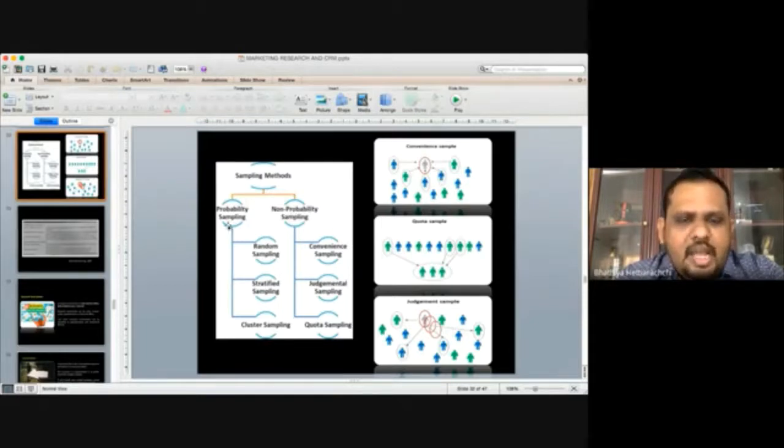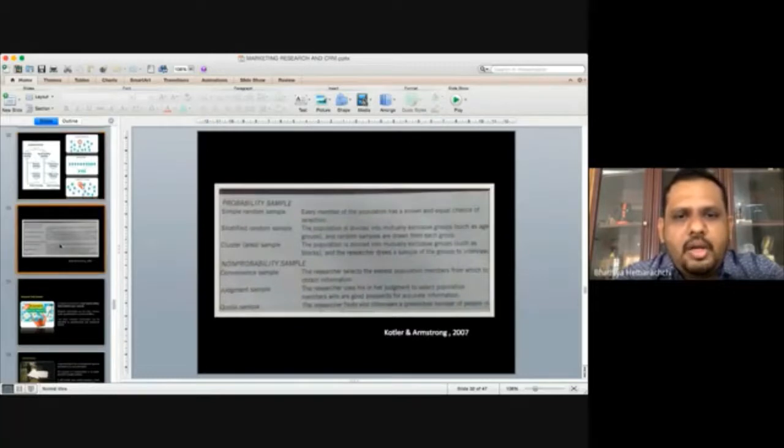Now in probability sampling, everyone in the population has an equal chance to come into the sample. But in non-probability sampling, there is researcher bias, and the researcher will decide how he will pick the sample. So that is the difference. In a very simple sense, it has been described in one sentence.